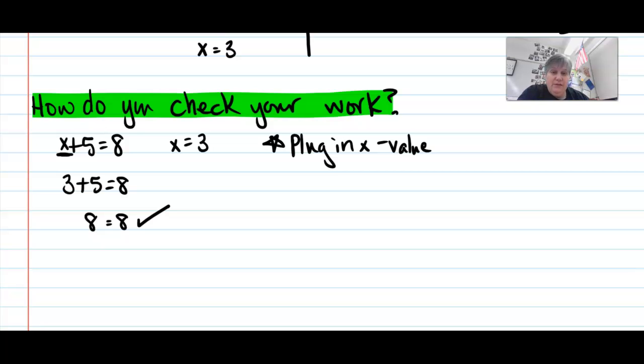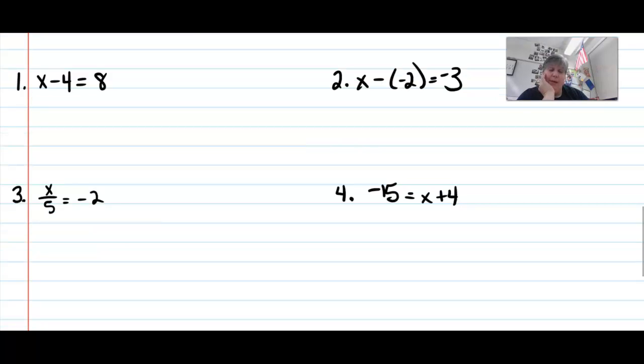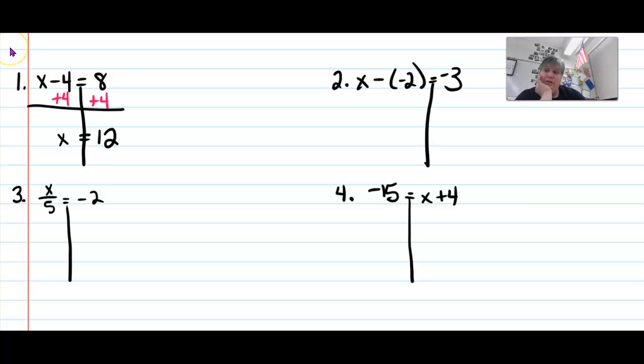All right, the next thing I'm going to have you do is some problems. I'd like you to write them down, try them out, and then press play to see if you got them. Okay, so here are the first 4 problems. Please write them out. Remember to draw your lines down and see if you're able to solve them. Once you think you have it, press play. Okay, so for number 1, to get rid of a minus 4, you add 4 on both sides, and so X is 12.